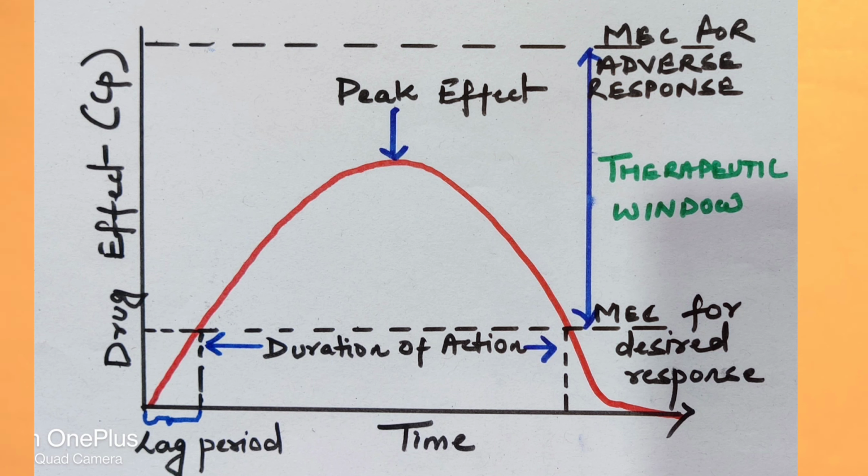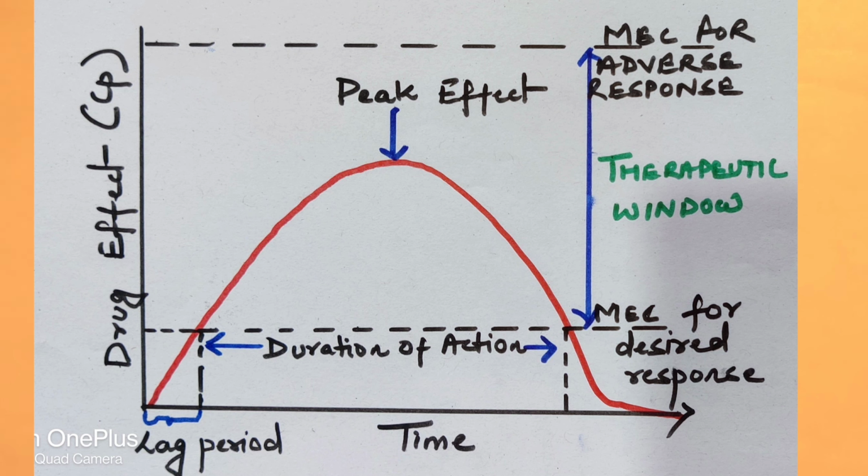Following drug administration, the plasma concentration of the drug gradually increases. Onset of drug effect is seen only when the plasma concentration of the drug exceeds the minimum effective concentration of desired response. It is observed that the intensity of drug effect increases as the drug is absorbed and distributed. This results in a peak, after which the drug elimination results in a decline in plasma concentration.